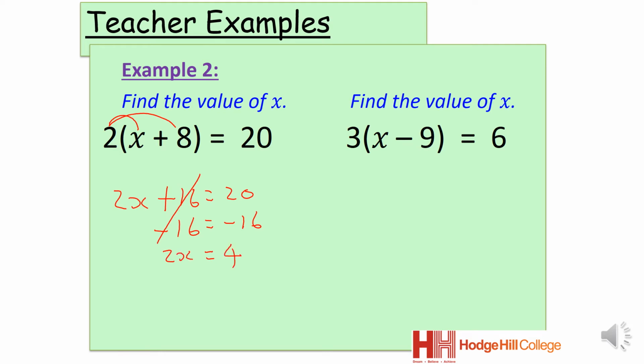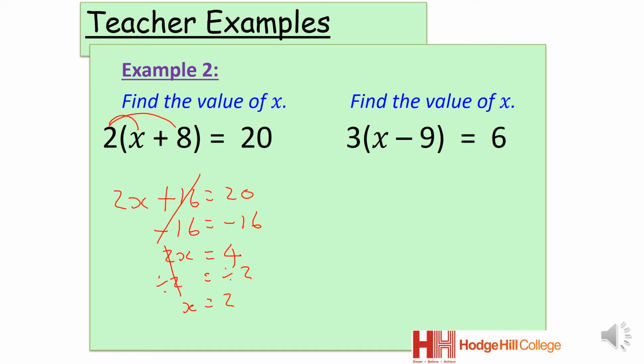Now 2x, hopefully you all remember that 2x means 2 multiplied by x. So to get rid of the 2 we will divide by 2, and because I've divided by 2 on the left I will divide by 2 on the right. That leaves me with x on the left representing the number 2. I can check my answer by putting the 2 back into the equation.